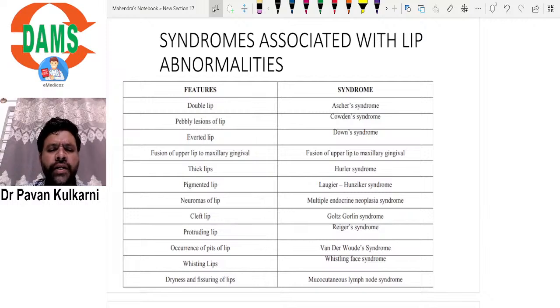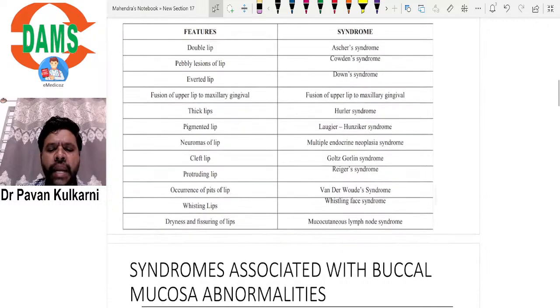Okay, last two are not important. So here I want you to remember these. This table is very important where we are going to see the syndrome and the main feature. Very frequently a question comes on neuromas of lip, that is multiple endocrine neoplasia syndrome. Double lip, MCQ comes on that. Lip pits, MCQ comes on that. You can expect a question on even pigmented lips, Laugier-Hunziker syndrome. Okay, so that is the syndromes associated with the lip abnormalities.